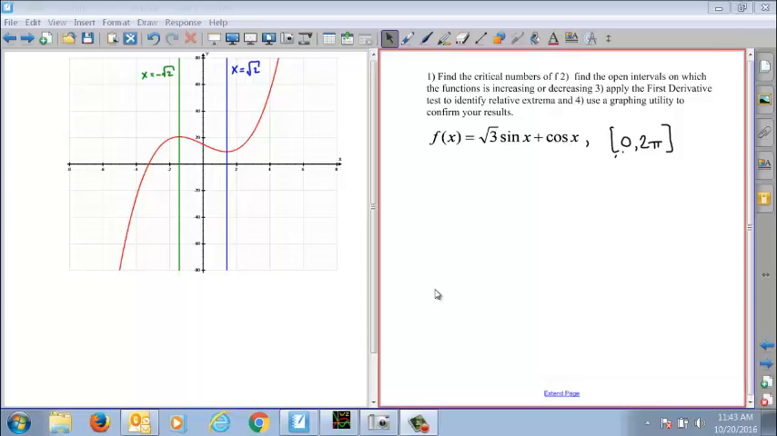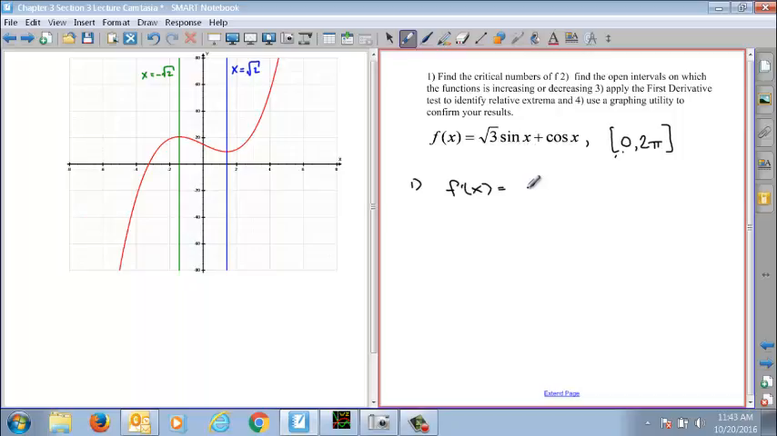So the last example we're doing in this section is asking the same questions as the previous example, but it's going to involve trig functions. So first step, find the critical numbers. That means taking the derivative of the function.